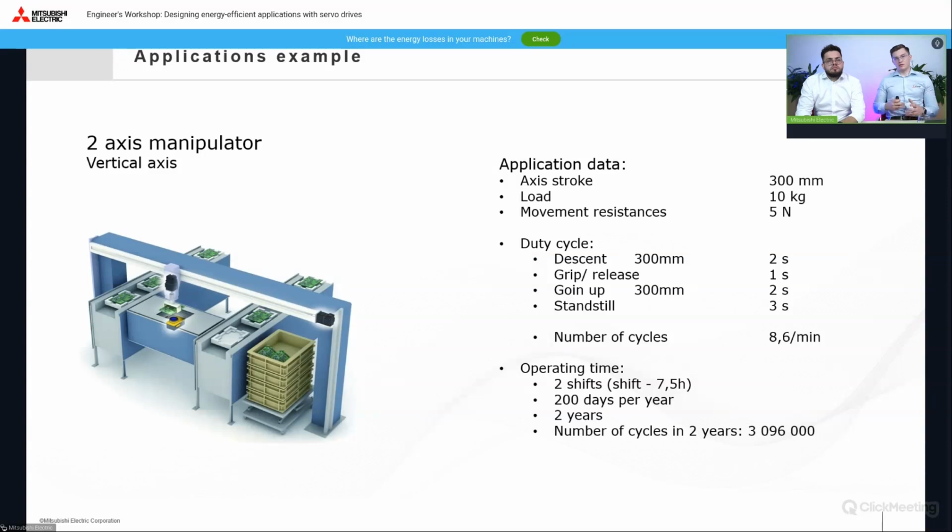And the number of cycles in this case is about 8.6 cycles per minute. In terms of operating time, it is 7.5 hours per shift, 200 days per year, 2 years, and in these years we will make more than 3 million cycles. Yes, a lot.